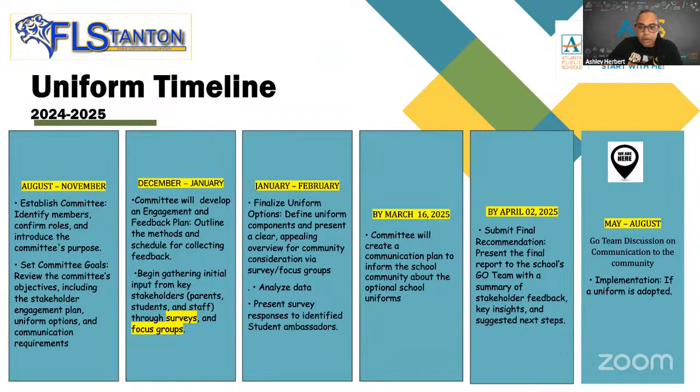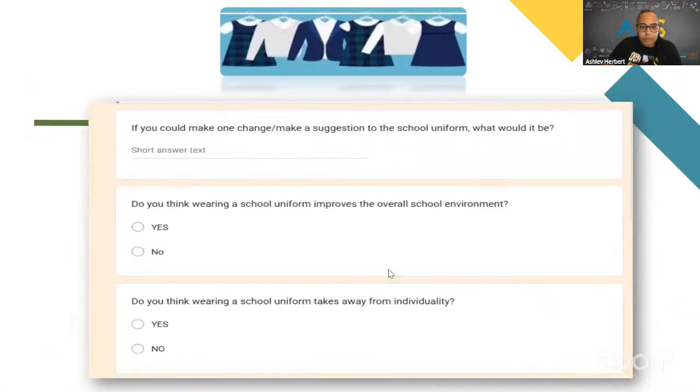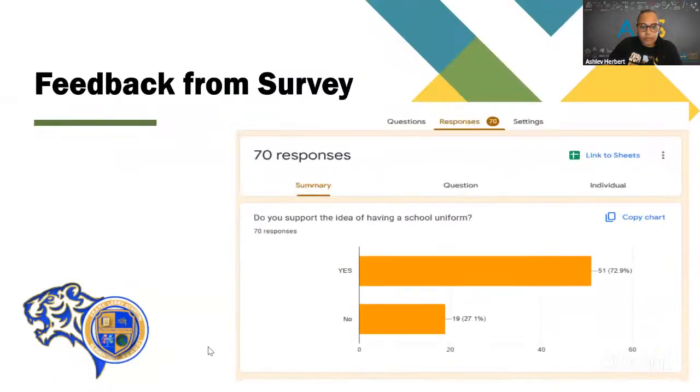So right here, we are here in our timeline, May through August. It says today for our discussion, GOTeam's discussion on communication to the community. So we're going to discuss how we're going to inform the community about the notification of us having uniforms for the 2025-2026 school year. Baptiste, go to slide 15. Keep going.